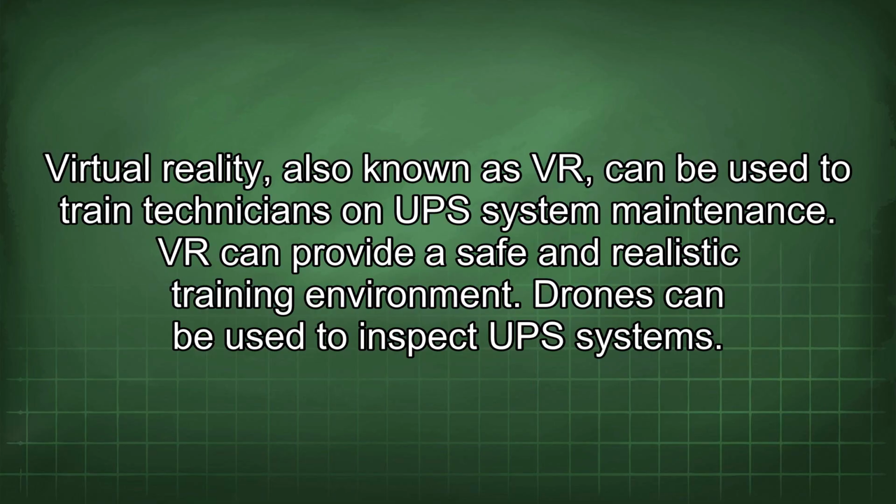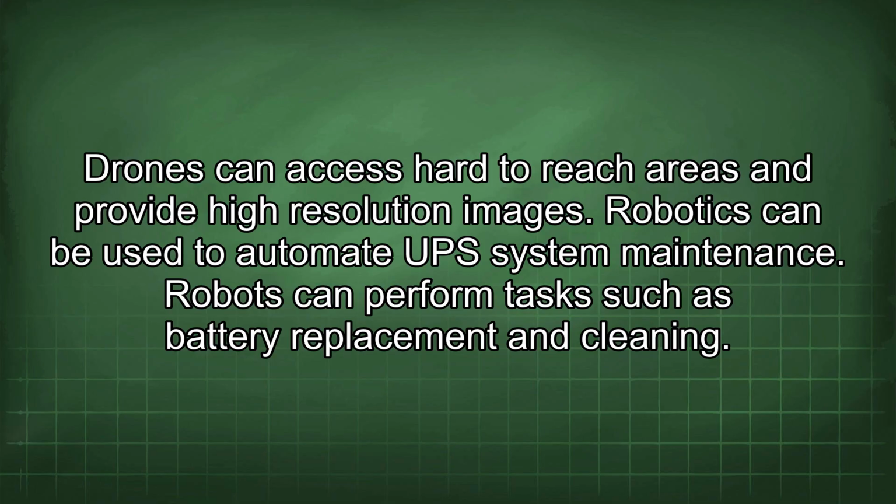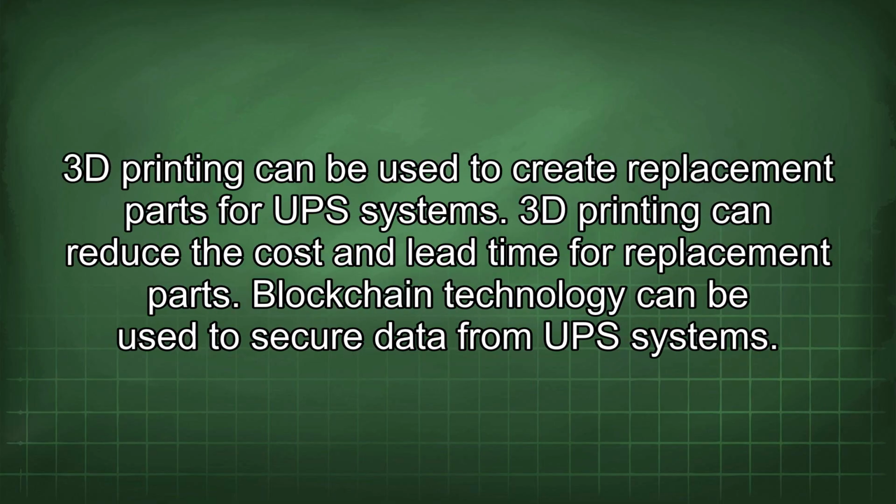Drones can be used to inspect UPS systems. Drones can access hard-to-reach areas and provide high-resolution images. Robotics can be used to automate UPS system maintenance. Robots can perform tasks such as battery replacement and cleaning. 3D printing can be used to create replacement parts for UPS systems. 3D printing can reduce the cost and lead time for replacement parts.